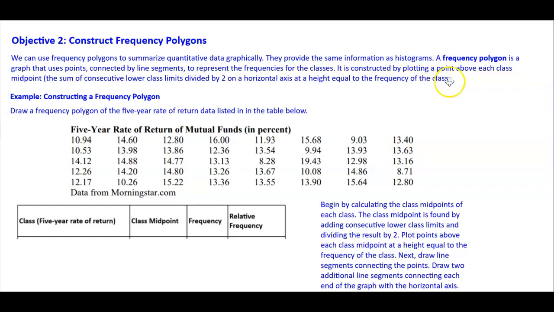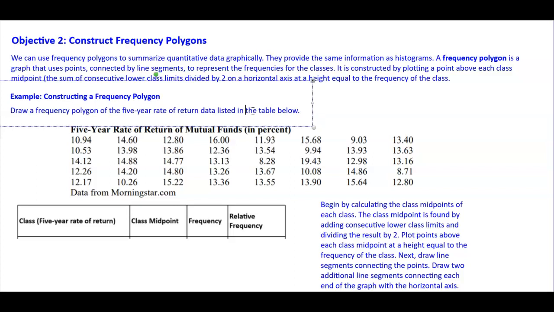It is constructed by plotting a point above each class midpoint, the sum of the consecutive lower class limits divided by 2, on a horizontal axis at a height equal to the frequency of the class. So for example, constructing a frequency polygon. We're going to draw a frequency polygon of the 5-year rate of return data listed in the table below. So this is what we've done in our previous example.